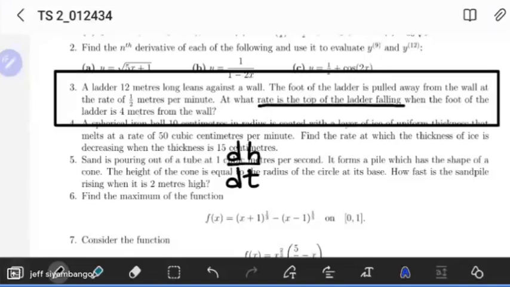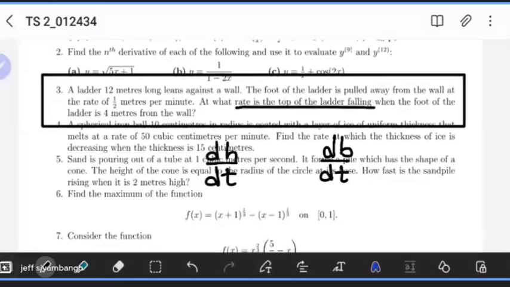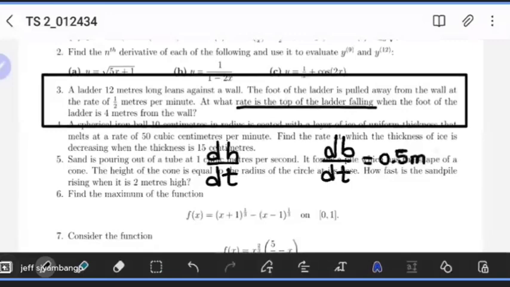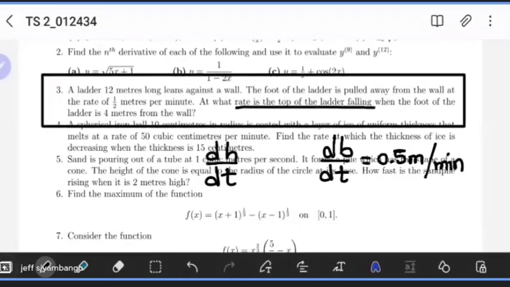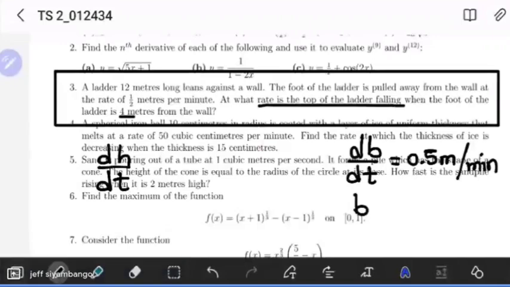So the foot of the ladder is being pulled away at the rate of 0.5 meters per minute. So you might describe that one to say the foot of the ladder controls the base. So it tells us dB/dt. The foot of the ladder is being pulled at 0.5 meters per minute. This is how fast we're pulling it. Now we want to find dH/dt at a specific point, when the base is 4 meters from the wall, meaning the base is 4 meters. This is what we want to do.